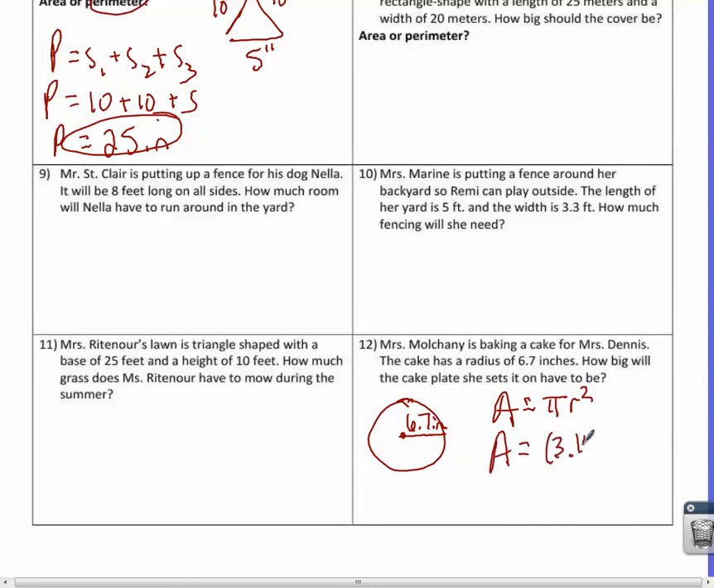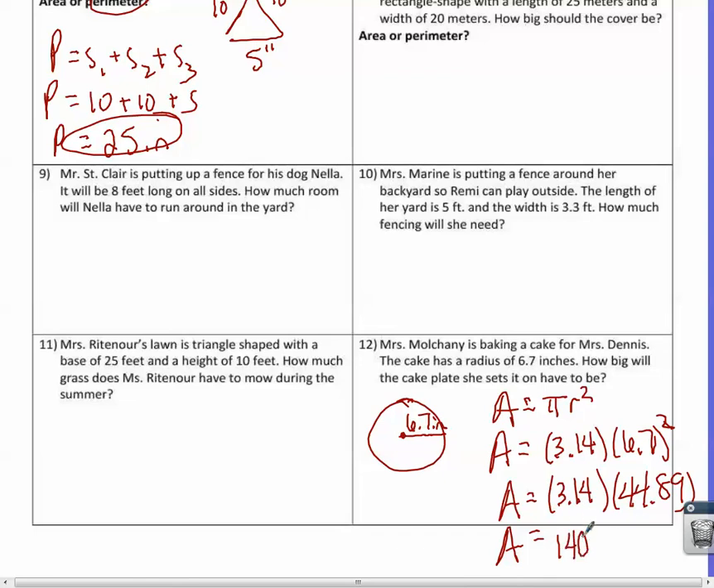Plug it in. 3.14 times 6.7 squared. GEMDAS states that we do our exponents first. 6.7 squared is 44.89, times 3.14, is going to be 140.95 inches squared. Unless otherwise stated, round to the nearest hundredth.